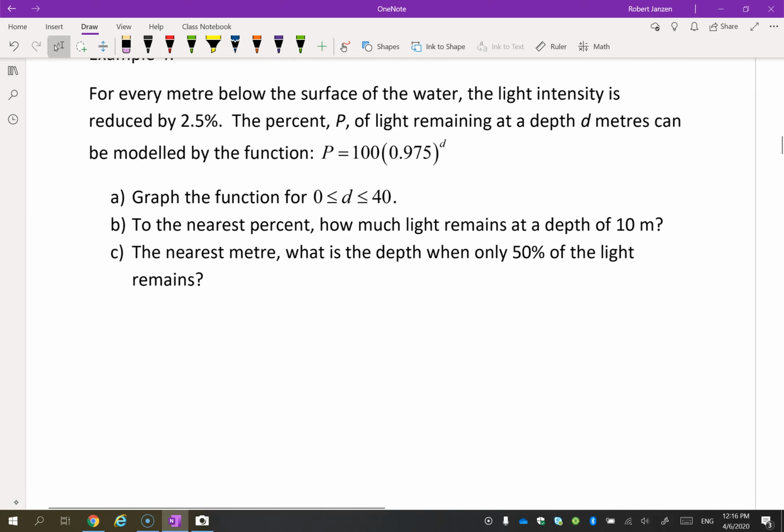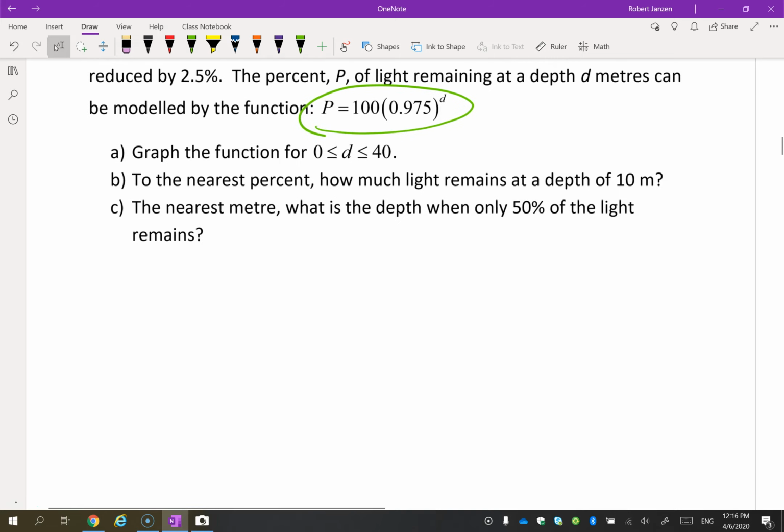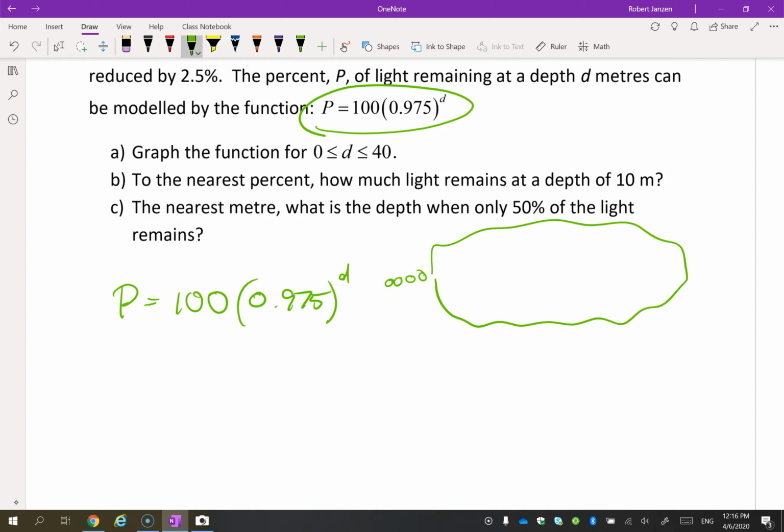Okay, last question is a word problem, and it gives you a description here. For every meter below the surface of the water, the light intensity is reduced. So this makes sense. As you get further in the water, there's less light. And it's modeled by this equation. Now this should actually look familiar to you. It might not in this form. But when I see this, here's what I'm thinking: y equals 100 times 0.975 to the power of x.